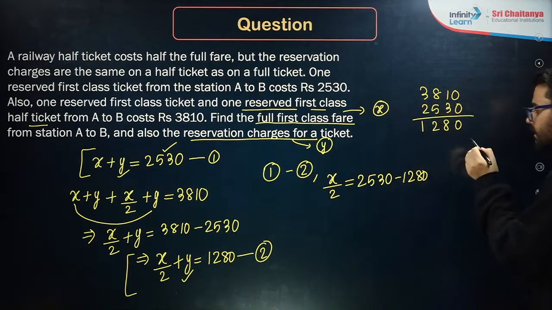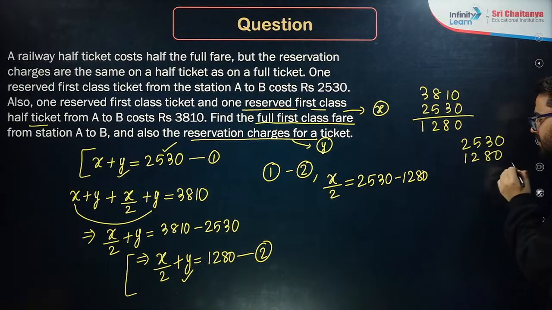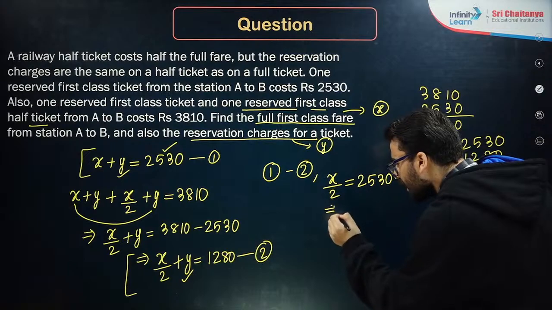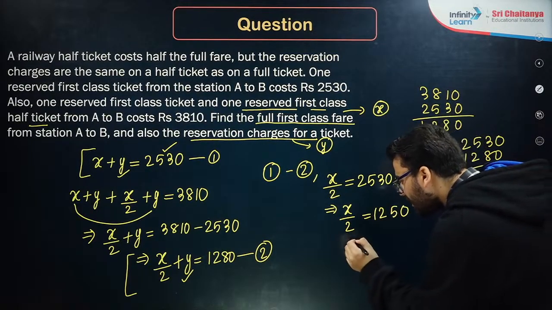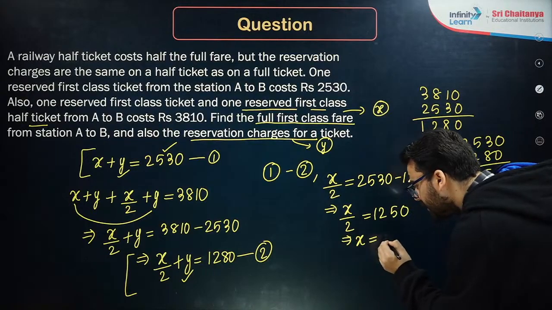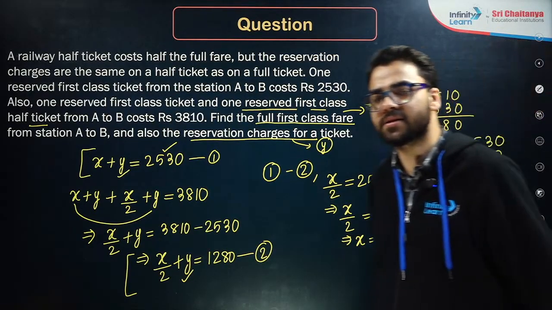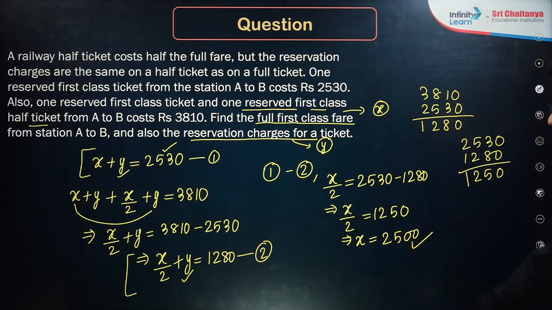I hope that is clear. So 2530 minus 1280, let's simplify that, guys. I guess that is 1250. So from here, X by 2 is equal to 1250. So you'll get X equal to, if you cross multiply, 2500. This is the cost of one full ticket between stations A and B, 2500 rupees.